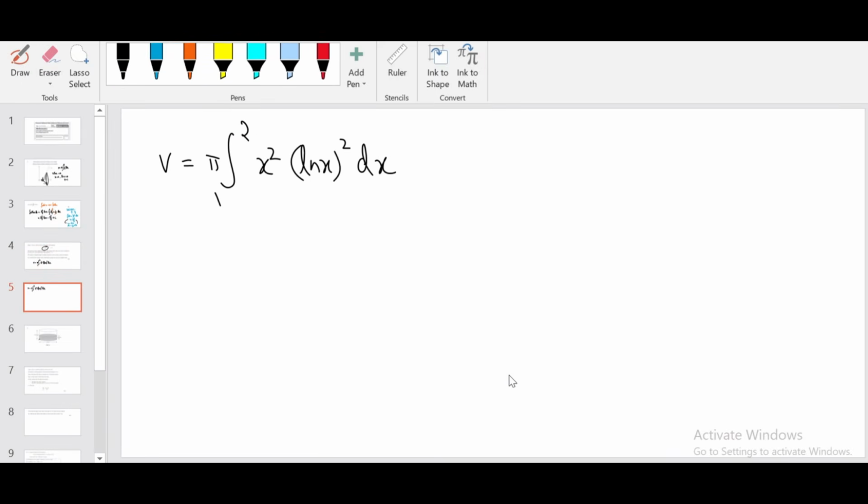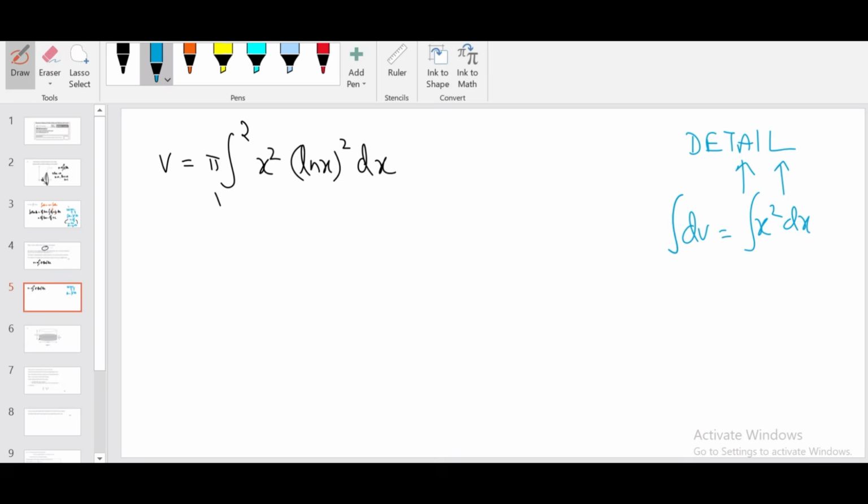To integrate this, we are going to apply integration by parts. We use the detail. We have an algebraic function and a logarithmic function. A comes first, so dv is x squared dx. Integrate both sides, v is equal to x cubed over 3. The balance function is u, which is ln x whole squared. Apply the chain rule to differentiate it. du by dx is the derivative of the square, 2 ln x, times the derivative of ln x, which is 1 over x. Bring the dx this side.